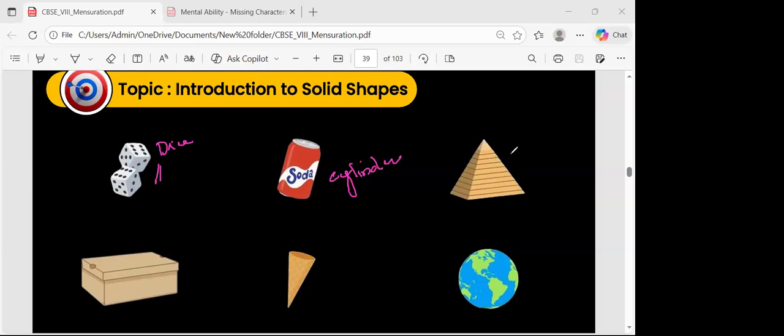Next, we have a triangular region, which we call a pyramid. And we have a box shape, which is called a cuboid. And we have an ice cream cone, which we call a cone. And we have a round thing which we call a sphere. This is the understanding of the figures.